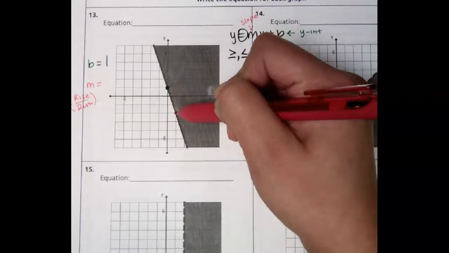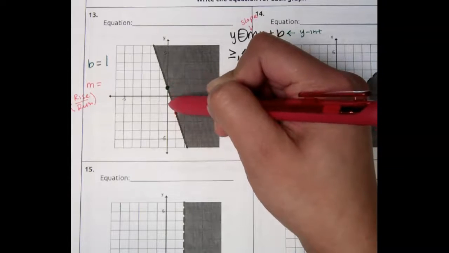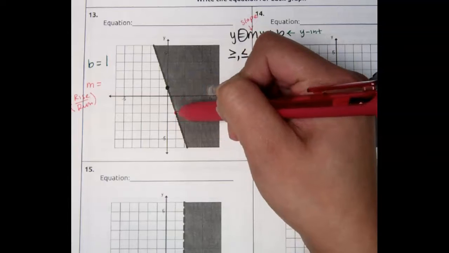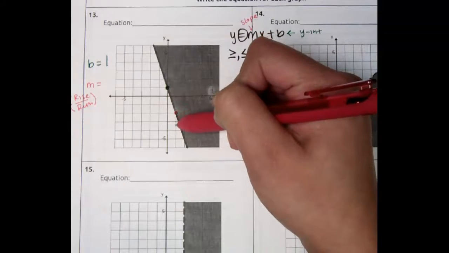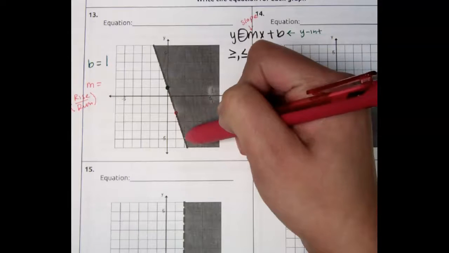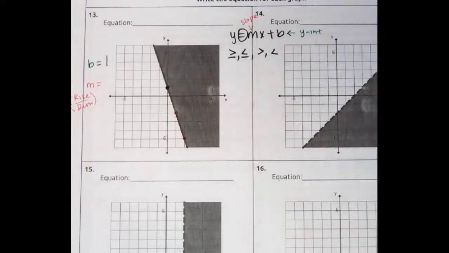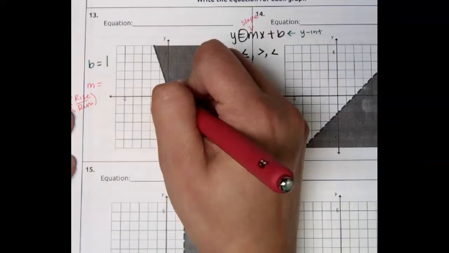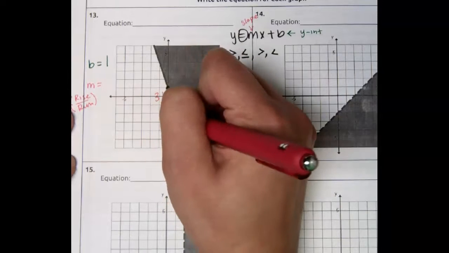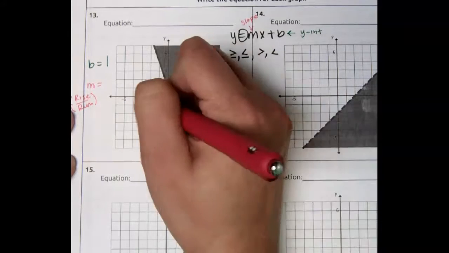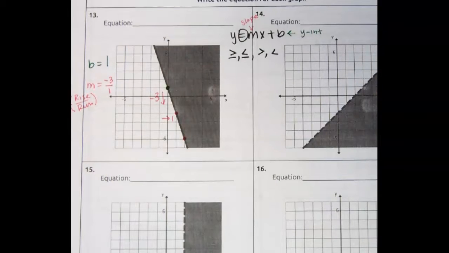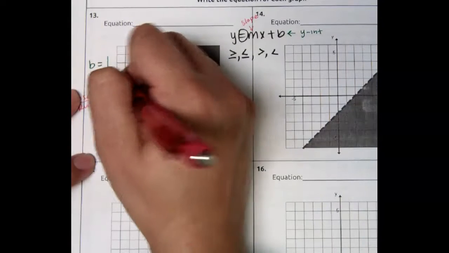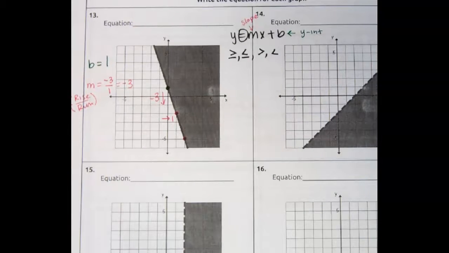So to get from my y-intercept to that point, I move down 1, 2, 3, and then to the right 1. So I'm going to try that again and see if I actually end up on the point. Down 1, 2, 3, and right 1. And when I do that again, that point ends up on the line. So I went down 3 and right 1. So when I move down 3, that means negative 3 over 1. Do not leave your slope as negative 3 over 1. Negative 3 over 1 reduces to just negative 3.